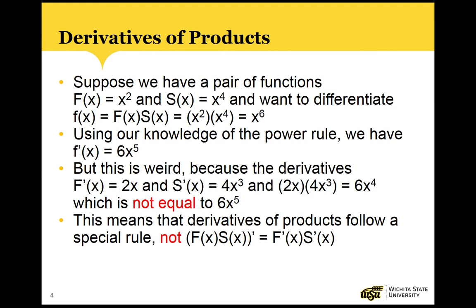But if we look at the derivatives of each element of the product individually, we see that f prime of x is equal to 2x and s prime of x is equal to 4x cubed. If we take that product, we get 2x times 4x cubed, which is 6x to the fourth power. Clearly, that is not equal to 6x to the fifth. This means that if we're going to differentiate the product of two functions, it follows a special rule, not a rule that's something like the derivative of a product is the product of derivatives. We have to do something more.